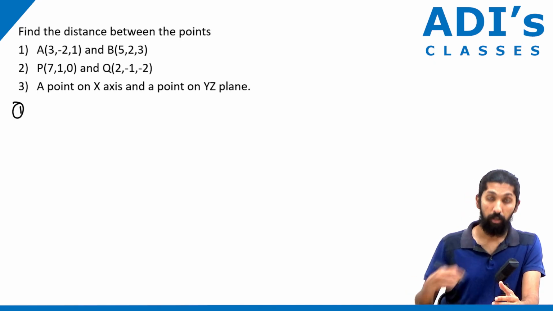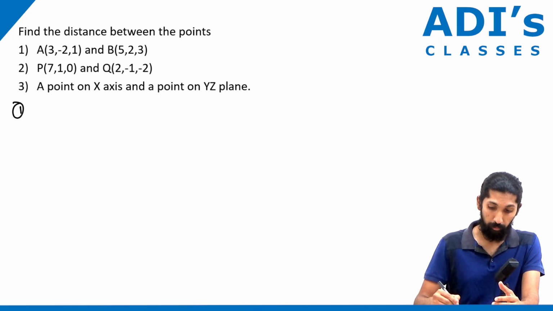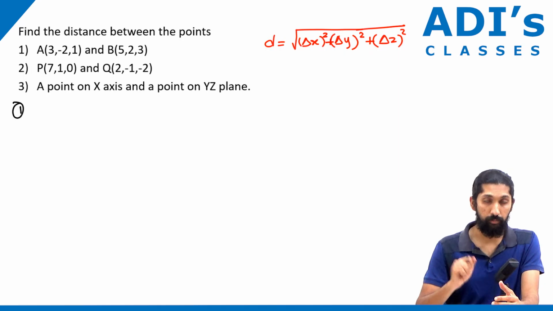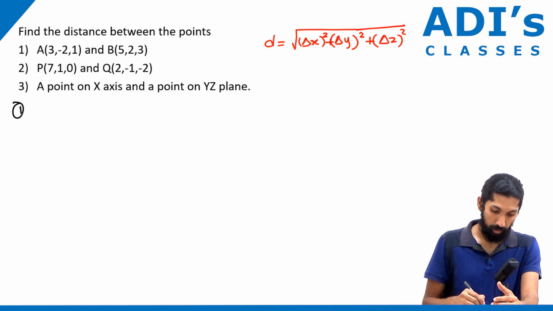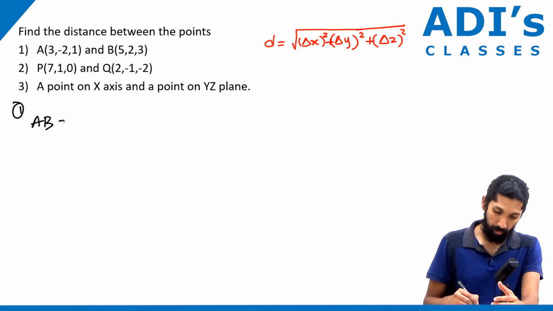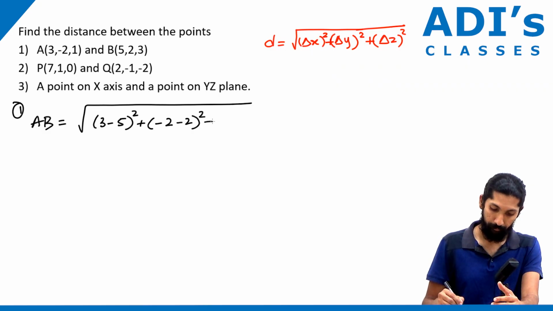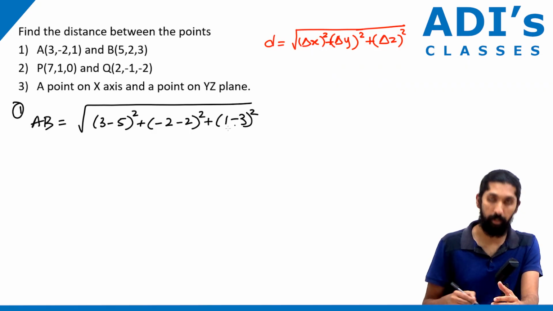Now the distance formula, just to recap what you had: d is equal to root of the change in the value of x whole square, plus the change in the value of y whole square, plus the change in the value of z whole square. Correct? This is basically the distance formula. So here, AB distance becomes square root of 3 minus 5 whole square, 2 minus 2 whole square, 1 minus 3 whole square.